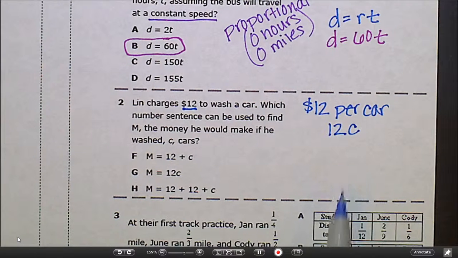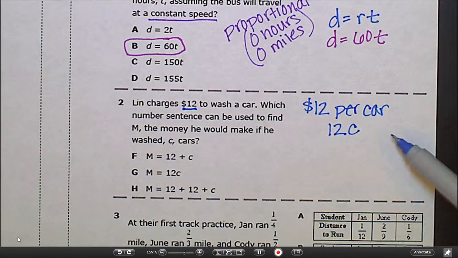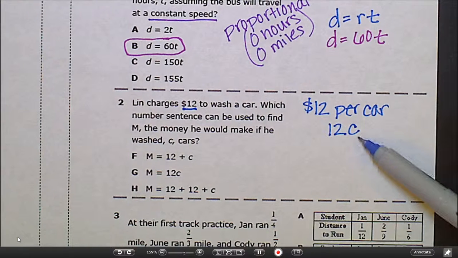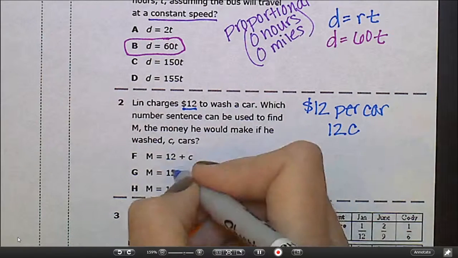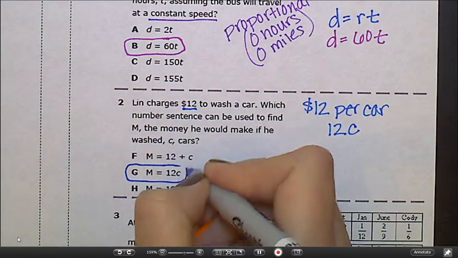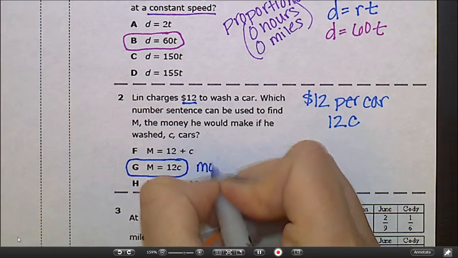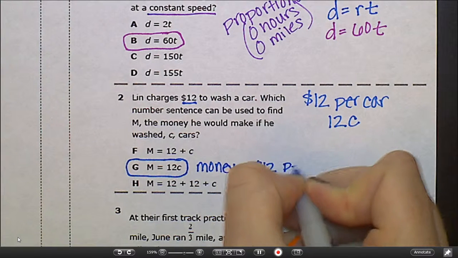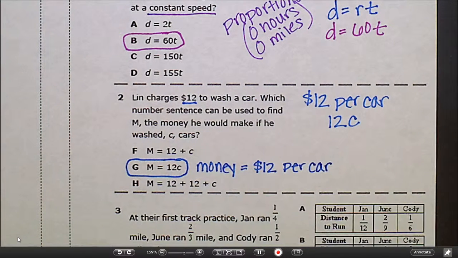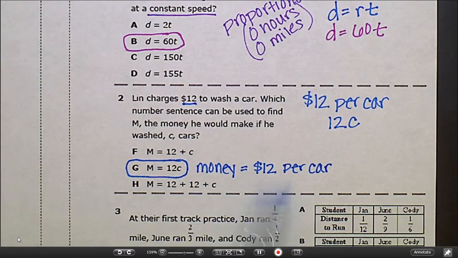So on all of these questions where it's asking you to come up with an equation, this is how I'd like for you to show your work. Go ahead and turn the English into a math phrase, 12C is the same as $12 per car, or when you find your answer, you can just write that out. So this is one way to do it. This would be our answer: the amount of money equals $12 per car.